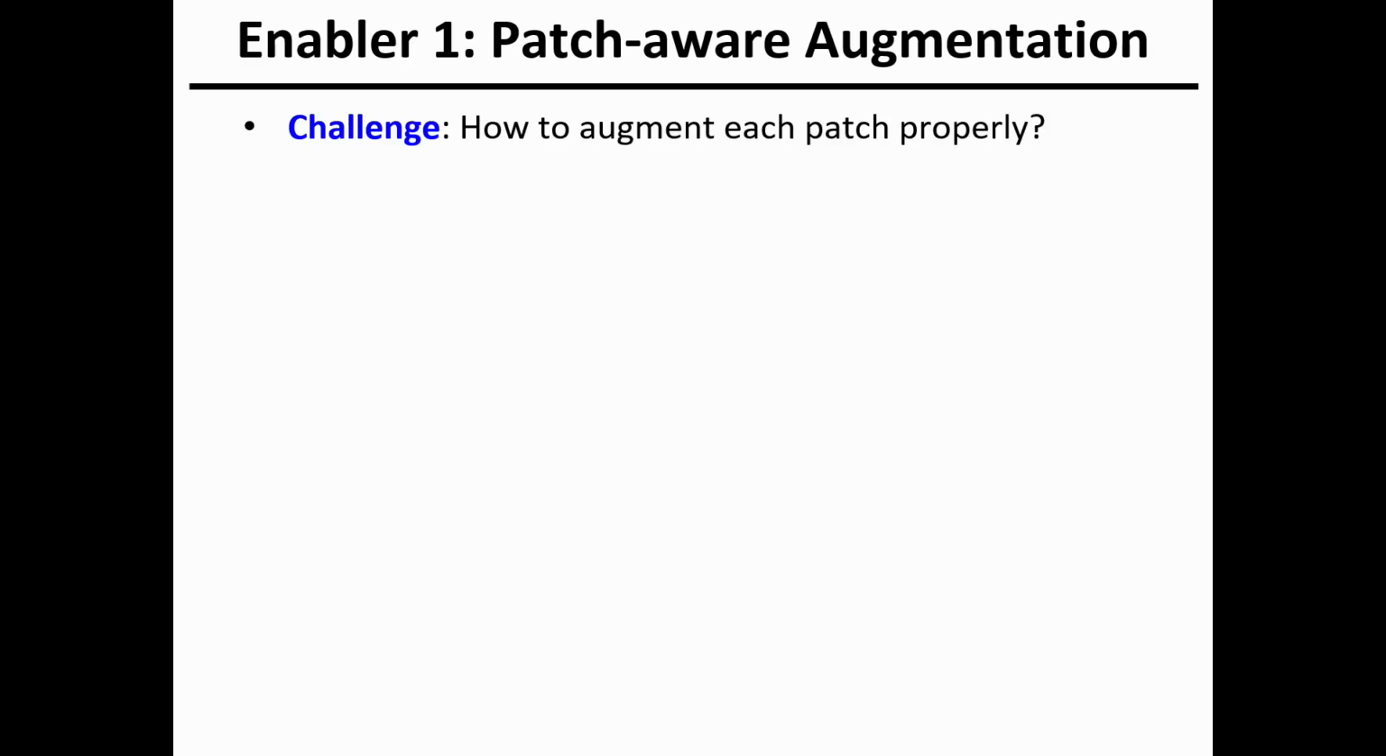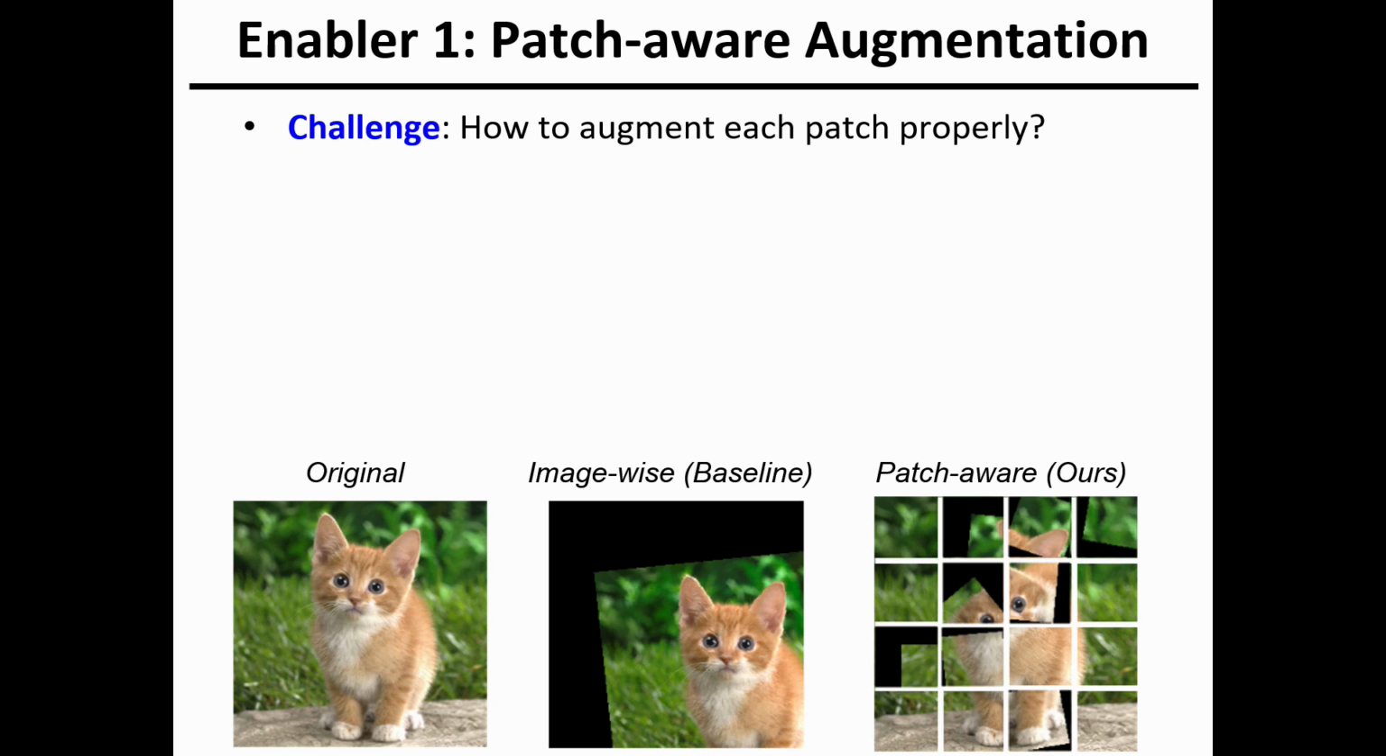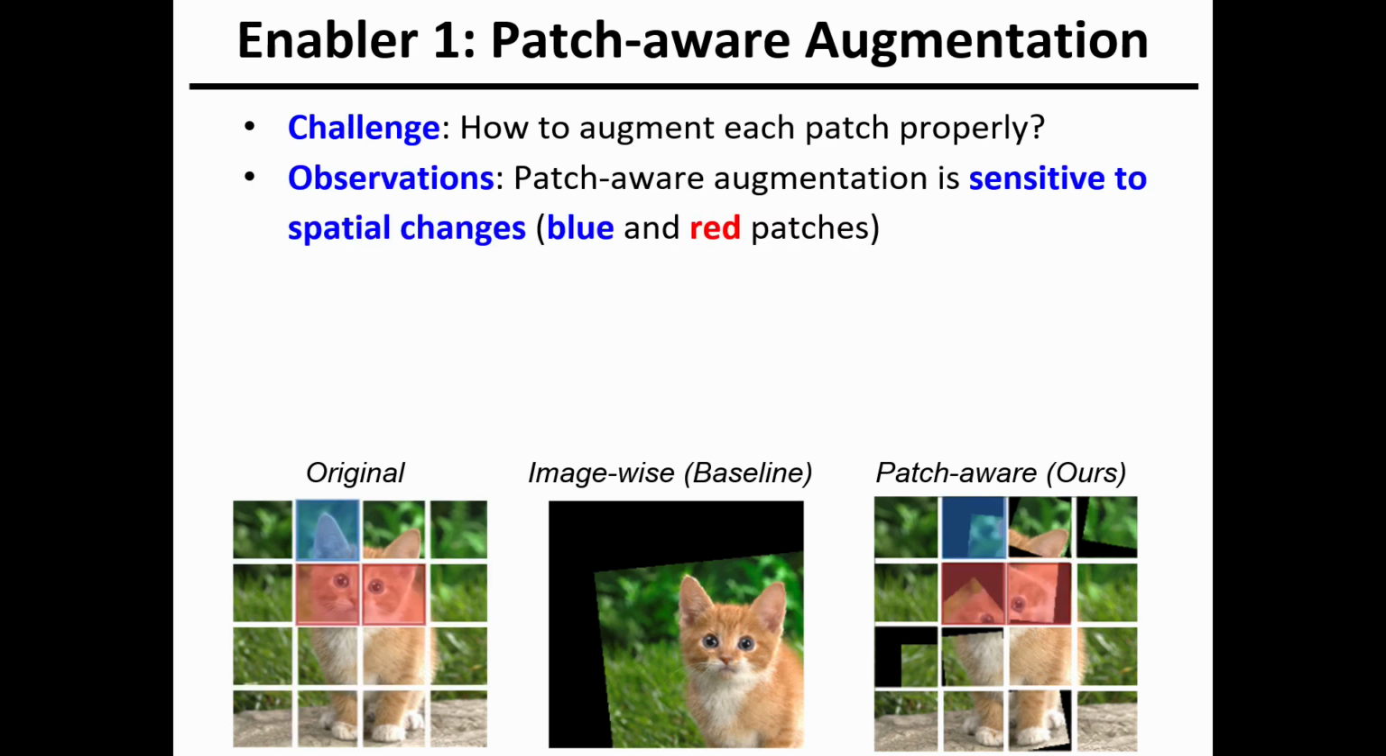So given this motivating observation, the next question is how to augment each patch properly. We look back to the existing image-wise augmentation, where one of the most widely used techniques is changing or manipulating the spatial information using techniques like translation, shear, or rotate. Although this can also be applied to patch-aware augmentation, as shown in the red figure here, we observe that patch-aware augmentation is more sensitive to spatial changes. As shown in the blue and the red patches, some key information or important relations between features in the object can be sabotaged by drastically changing the spatial information.